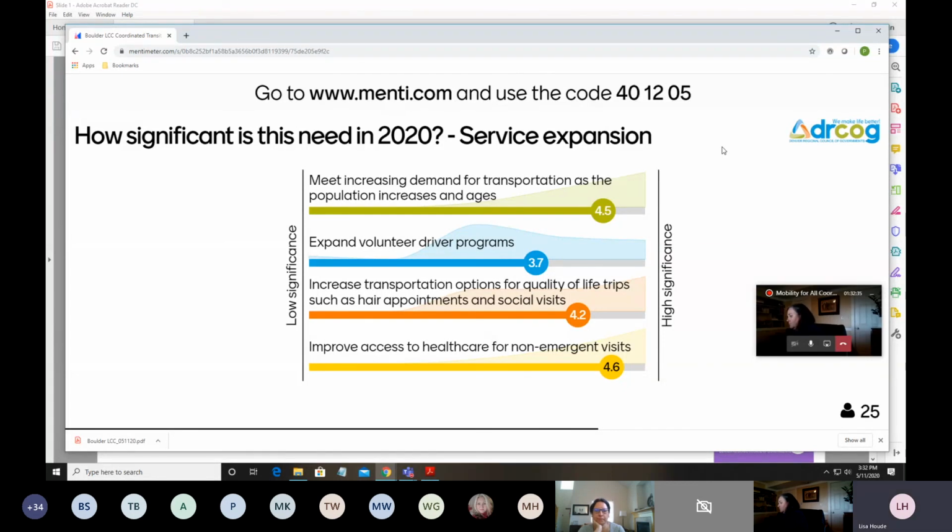All right, still mostly above 4. Looks like the expand volunteer driver programs is rating a little bit lower significance than others, which is interesting because in the questionnaire results that we've gotten so far and we presented at Dr. Mack last week, this is similar results to what we saw there as well. But 4.5 for the top and bottom ones, and then 4.2 for increasing transportation options for quality of life trips. All right.